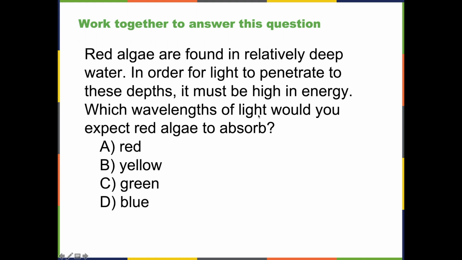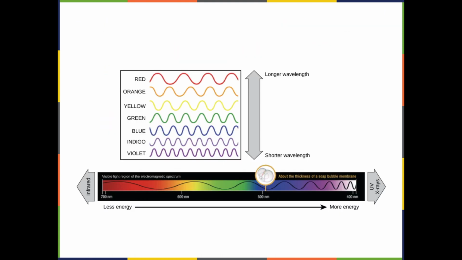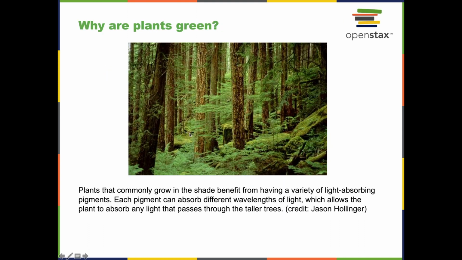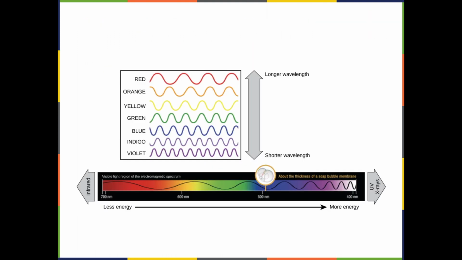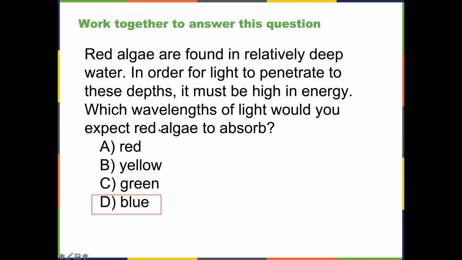The wavelength of light that is required is something that is strong enough that it can penetrate deep down into the ocean. So let's go back and look at the spectrum. Which end of the spectrum has more energy? What are our choices? Red, yellow, green, blue. Which one has the highest energy? It's blue. So blue is the answer.